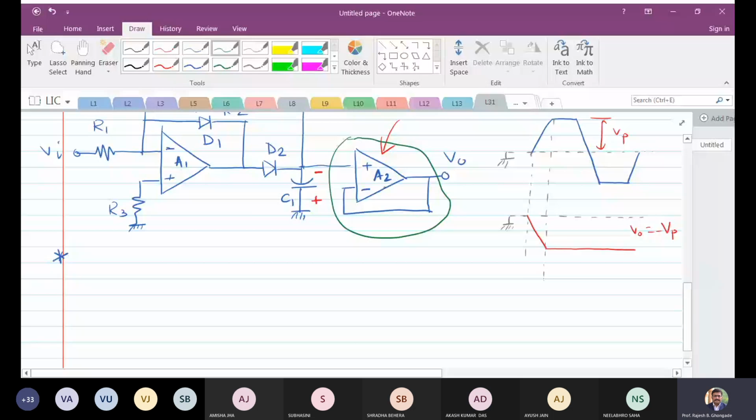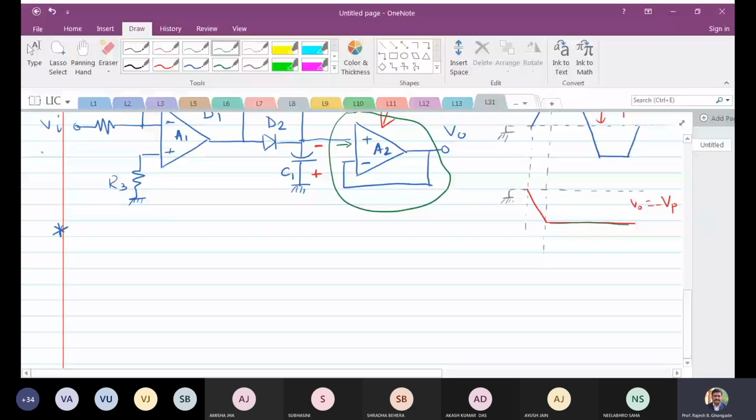Very good. So if it has a very high input impedance, what will happen? It will reduce the loading effect on C1 and prevent C1 from getting discharged quickly. We are supposed to hold the value to the peak. So this buffer will prevent the discharge of the capacitor, and so the value stays at the peak.